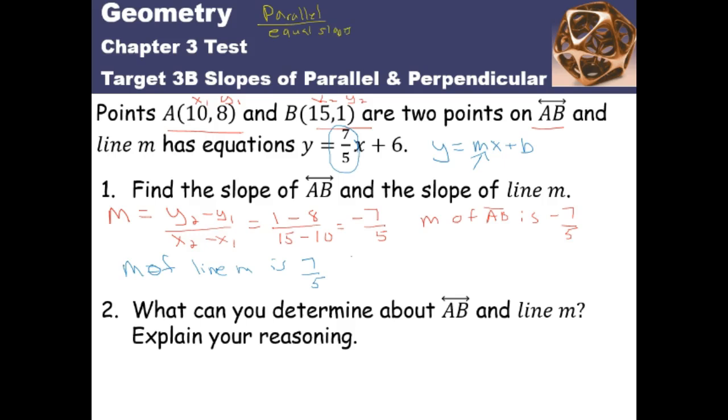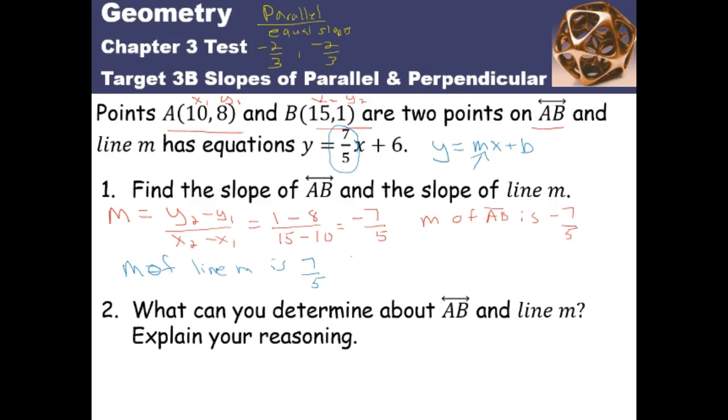An example would be negative 2/3 for one slope, and negative 2/3 for the slope of the second line. Those two things are equal. That would make the two lines parallel because the slopes are equal.